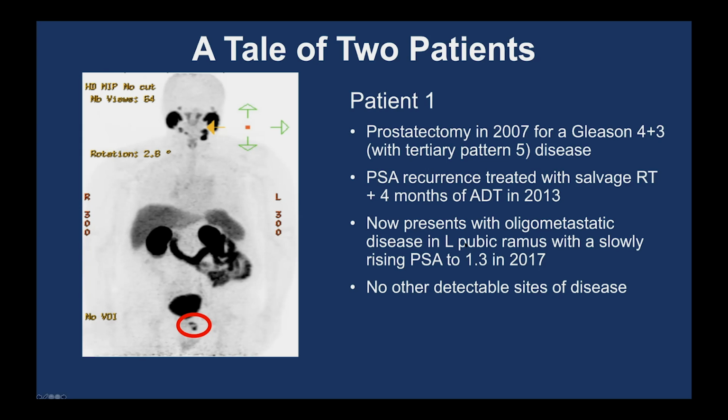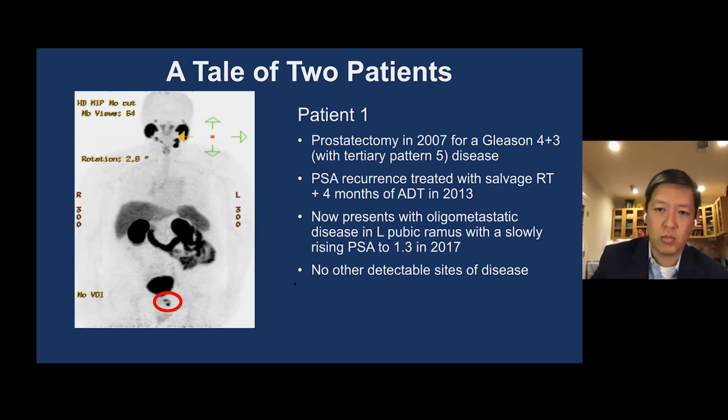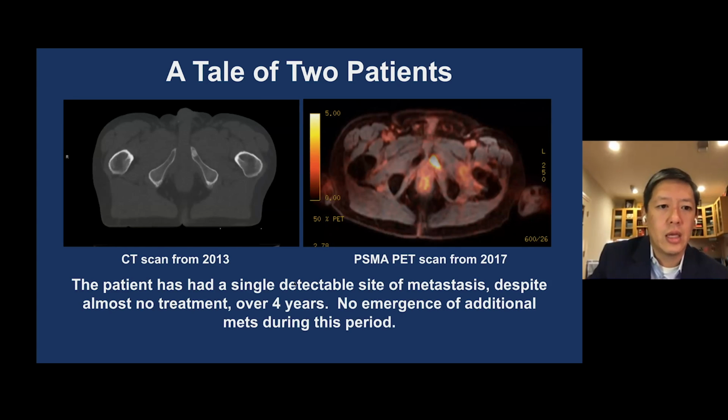By that point in time, he had presented with oligometastatic disease to the left pubic ramus, which is shown in red here. So it's a bone in the pelvis with a slowly rising PSA to 1.3. He had no other detectable sites of disease. He had previously received all his treatment at an outside hospital up until 2017 when he presented to me.